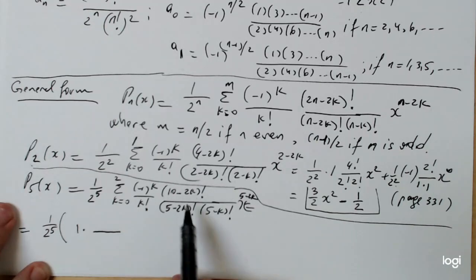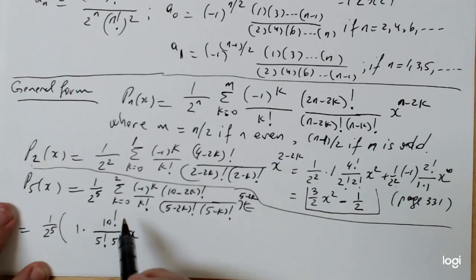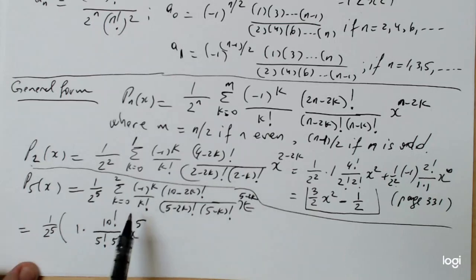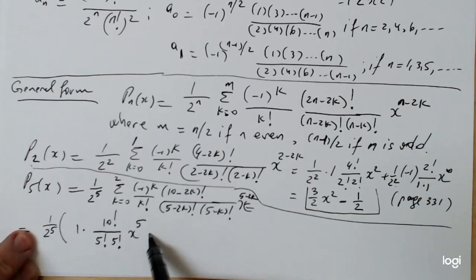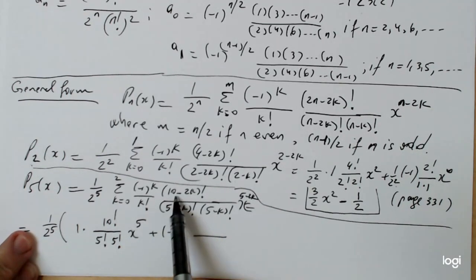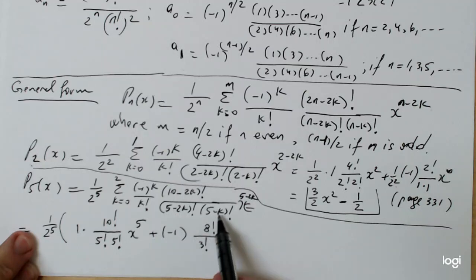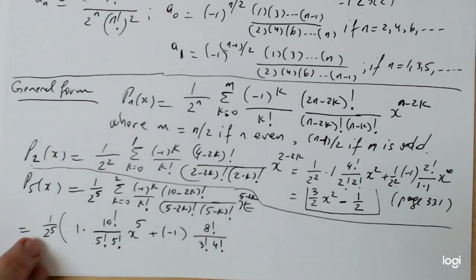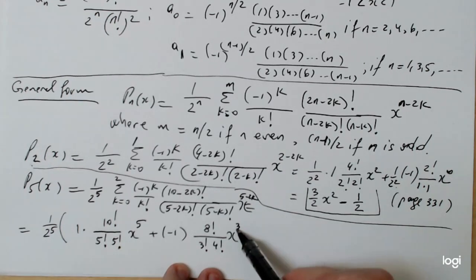All right, so k equals 0 first. 10 factorial, 5 factorial, another 5 factorial, x to the 5th. Next one will be minus 1 to the 1st over 1 factorial. So it's going to be a minus 1. And that's going to be 10 minus 2 factorial. That makes it 8. 5 minus 2, 3 factorial. 5 minus 1, 4 factorial. And x to the power 3.